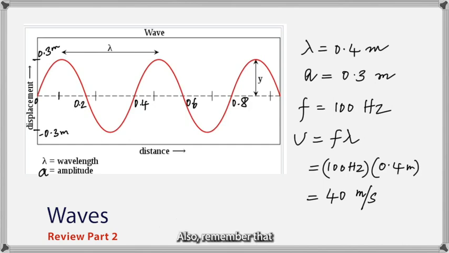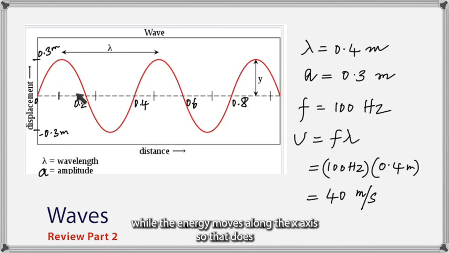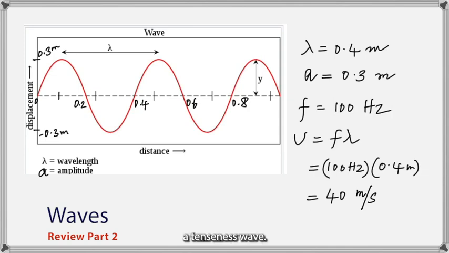Also remember that there are two types of waves, a transverse wave and a longitudinal wave. What type of wave is this? It is a transverse wave. We're going to look at it again, but just wanted to tell you that in a transverse wave, the particles oscillate up and down while energy moves along the x-axis. So particles move along the y-axis up and down while the energy moves along the x-axis. So that is a transverse wave.